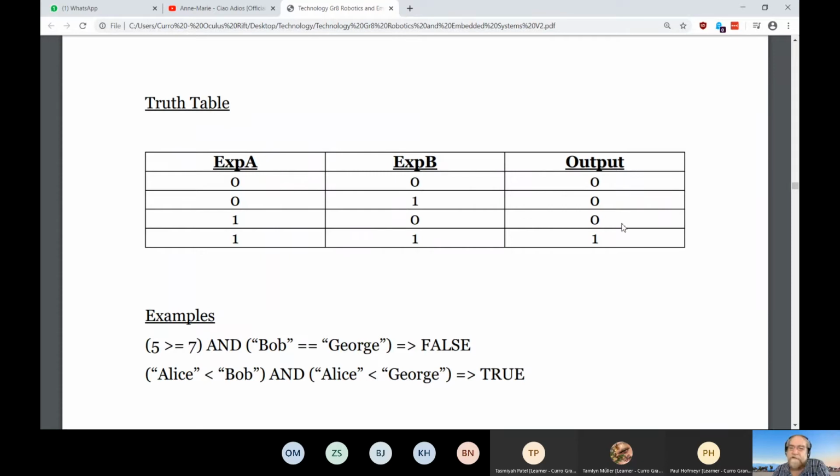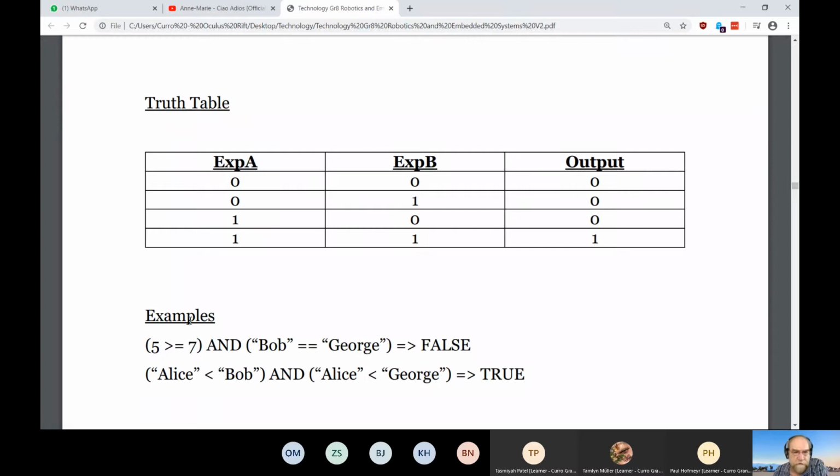And you can see here, like we said, the output can only be true once. So we get this 1 here. So we're only going to get a true output if both inputs are true. Any other time, the output is false.